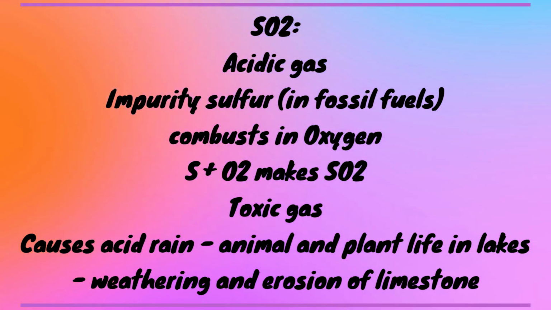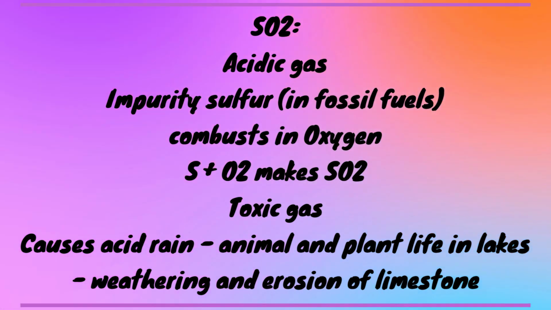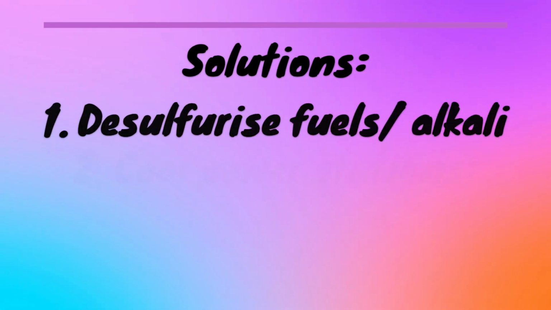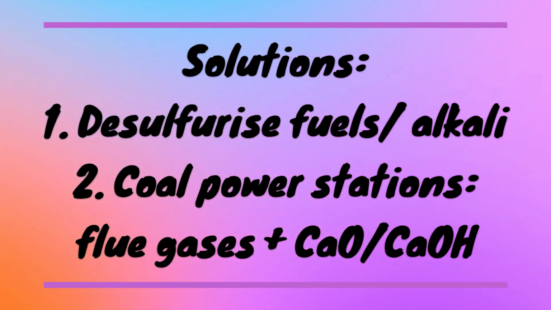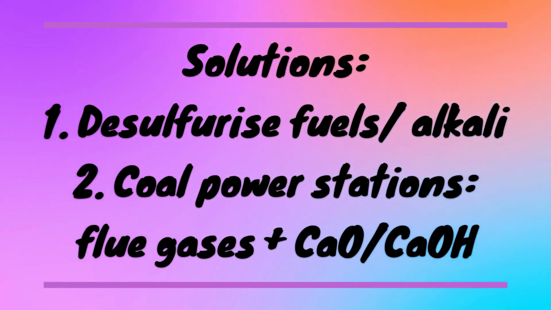Acid rain kills animal and plant life in lakes, but it also causes the weathering and erosion of metal structures that are particularly rich in calcium carbonate, for example, limestone. Sulfur dioxide emissions can be reduced by desulfurizing fuels before combustion occurs, or we can react sulfur dioxide, which is an acidic gas, with an alkali before it is emitted. So in coal power stations, we react the flue gases, the waste gases, with calcium oxide or calcium hydroxide.